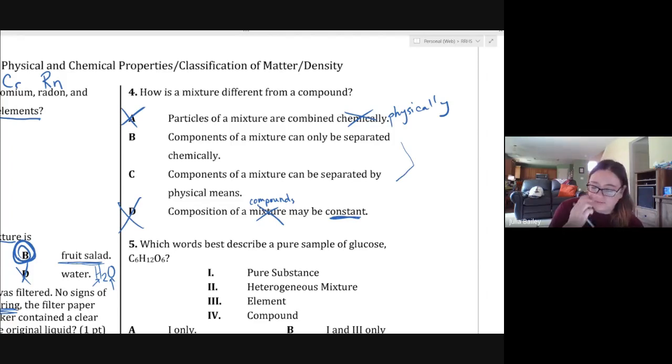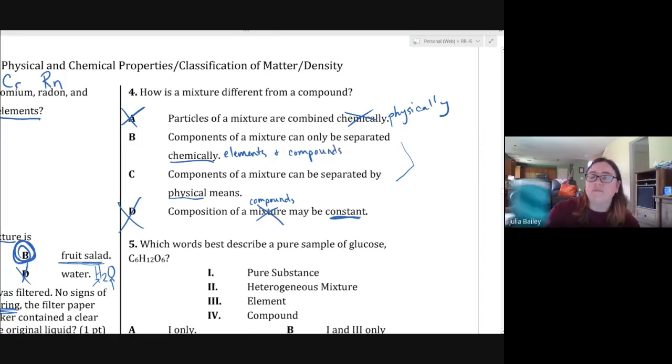Are components of a mixture separated chemically or are they separated physically? Well, chemical separation is what we talk about for elements and compounds, because you can only get those pieces to separate into what they're made out of using a chemical reaction. That means it's not B, it's going to be C.